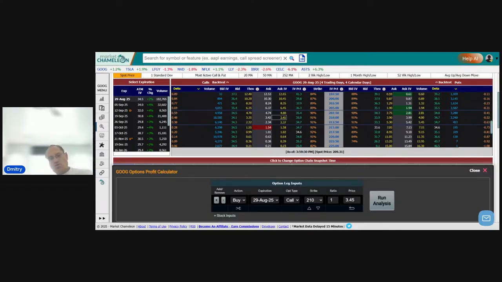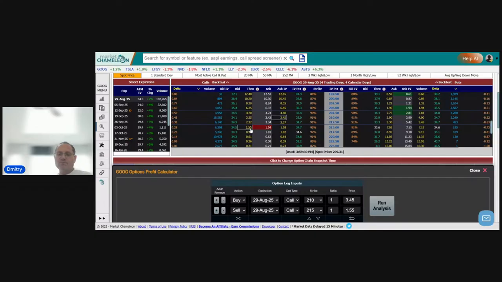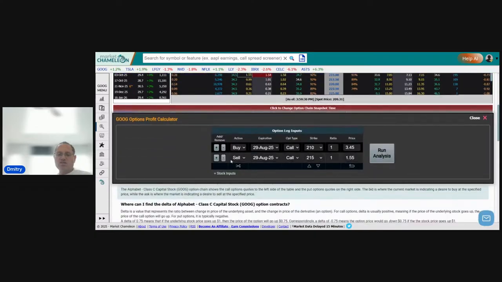And a call spread is a strategy. You're buying one call on one strike and selling another call on a different strike in the same expiration. We're going to create a bull call spread. So let's go up to a higher strike and click on the bid. That's the 1.55 bid. And now you see the second leg of that call spread, selling the August 29th 215 call for $1.55.